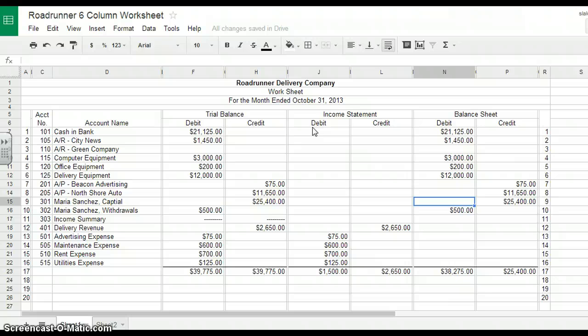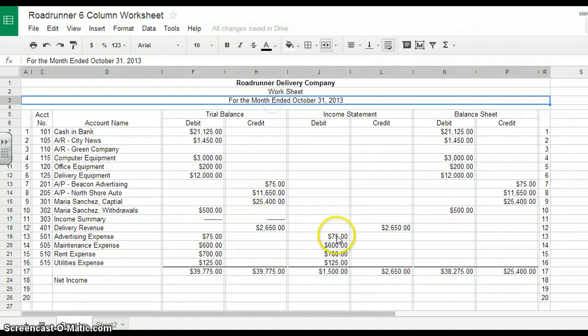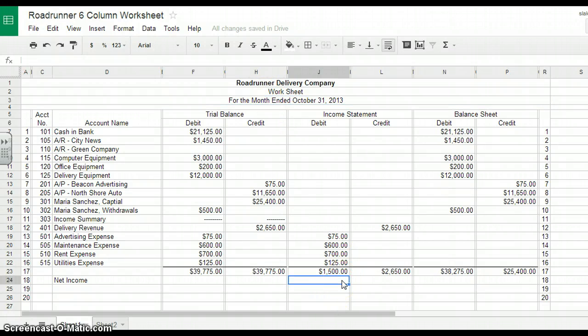And we're going to try and find out, do we have a net income or do we have a net loss? Okay? Now, net income basically tells us the amount of revenue that we've received after all of our expenses are subtracted or after all of our expenses are paid. So what we're going to do is we are going to skip a line down here. After our utilities expense, let's skip a line and let's put in net income. Okay? And we're going to be looking at what our net income is for this accounting period, which is the month ending October 31st. Okay?